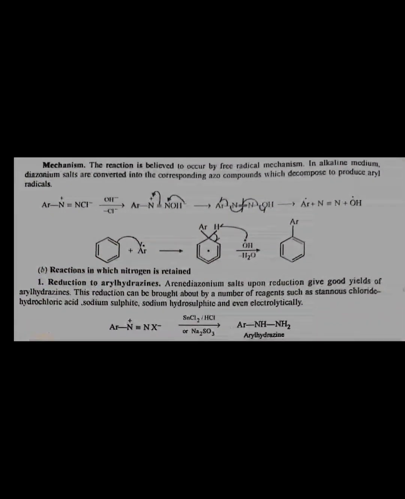Mechanism. The reaction is believed to occur by free radical mechanism. In alkaline medium, diazonium salts are converted into the corresponding azo compounds which decompose to produce aryl radicals.